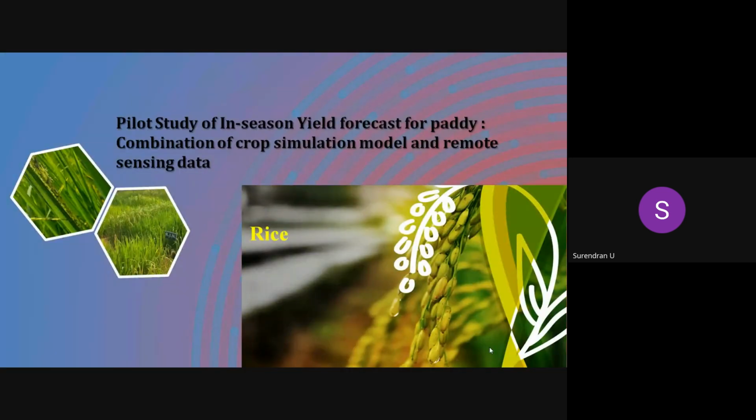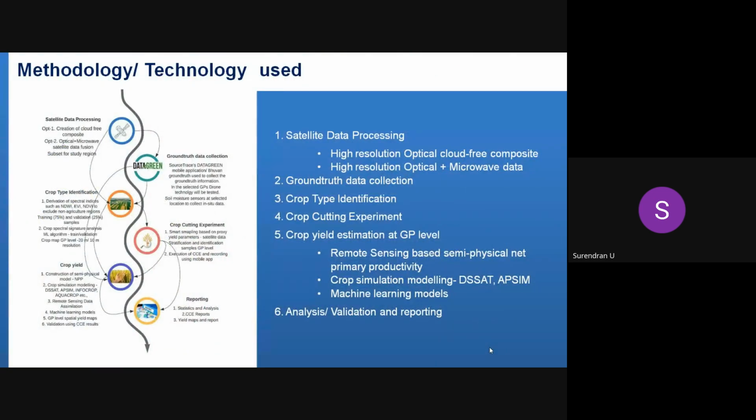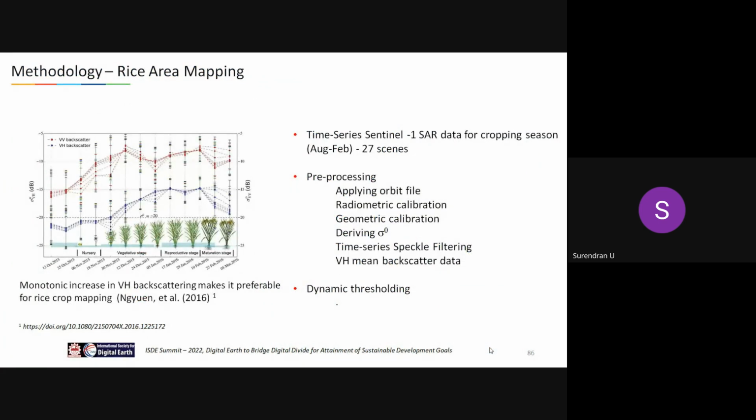This is based on whatever results we have obtained, on the impact of climate change as well as how to manage it. This is one of the projects in which we attempted yield forecasting of paddy with the help of a crop simulation model and remote sensing data, and the management strategies we can adopt. Here we have used satellite data, ground truth data, crop cutting experiments, and crop yield at the Grama Panchayat level. That also we have measured, and then validated against whatever models we have attempted. So this was the methodology we used for the rice area mapping.